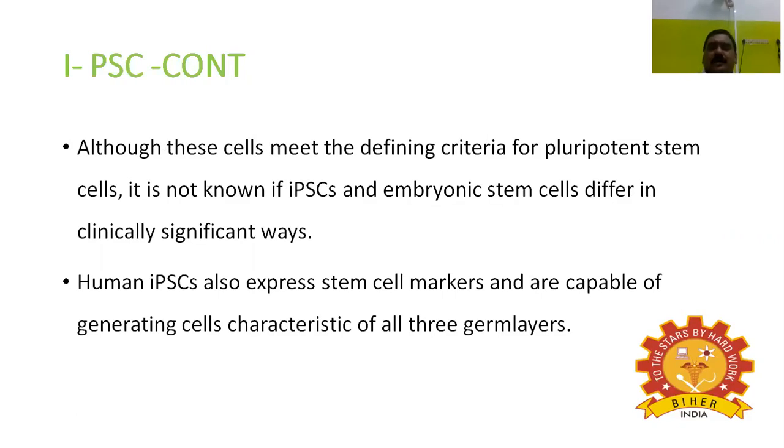These cells meet the defining criteria for pluripotent cells. It's not known if the induced pluripotent cells and the embryonic stem cells differ clinically in any significant ways. The human induced pluripotent stem cells also express the stem cell markers and are capable of generating cells and characteristics of all three germ layers. What are all three germ layers? Ectoderm, endoderm, mesoderm. Very simple.